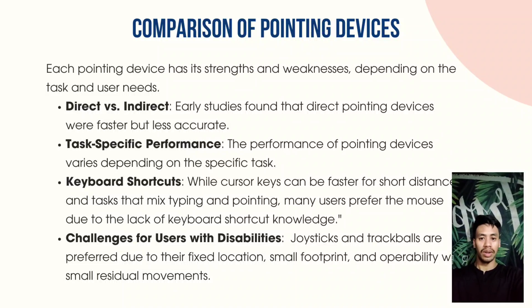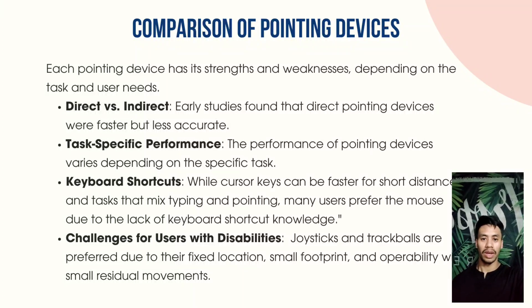Direct versus indirect. Early studies found that direct pointing devices were faster but less accurate. Task-specific performance. The performance of pointing devices varies depending on the specific task. Keyboard shortcuts. While cursor keys can be faster for short distances and tasks that mix typing and pointing, many users prefer the mouse due to a lack of keyboard and shortcut knowledge.